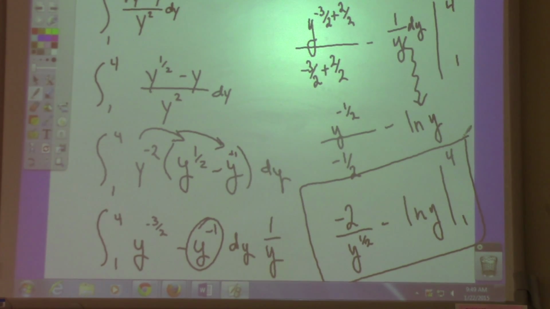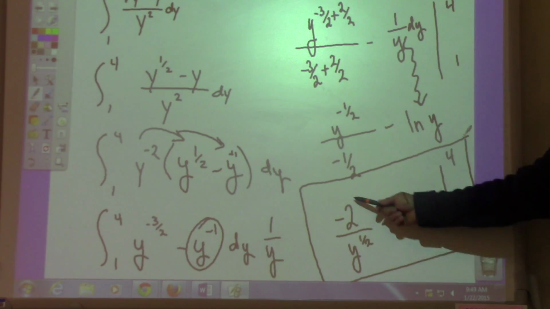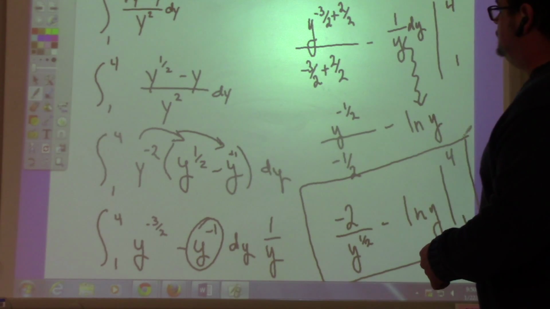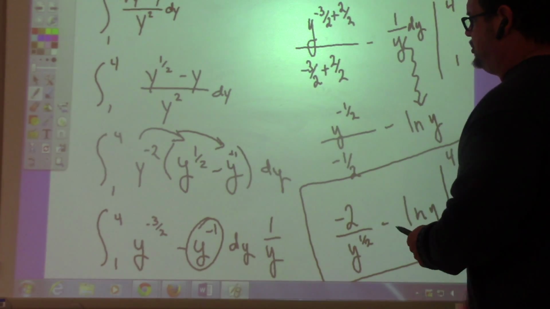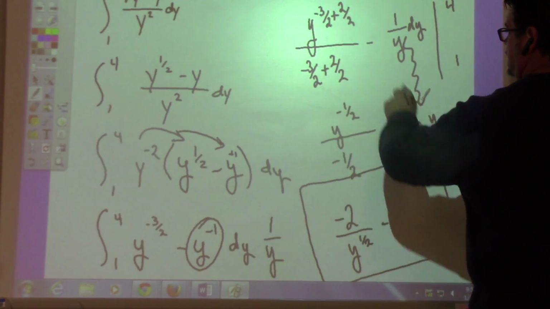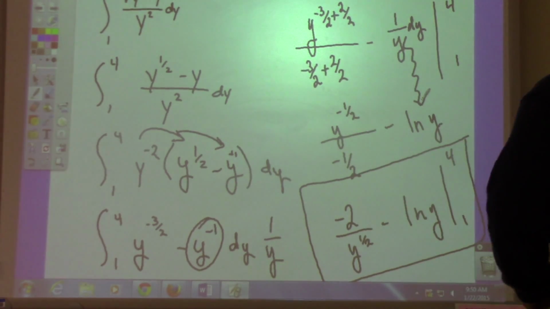And the square root of 4 is 2, so that'd be -1 and -2. So except for the natural log, this is pretty easy. Now, where is your algebra? Your calculus is right here, but the rest of it is all algebra.